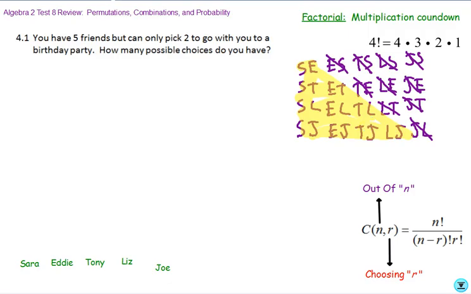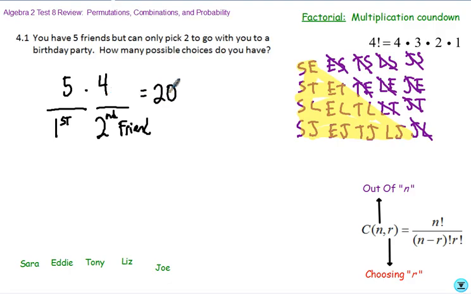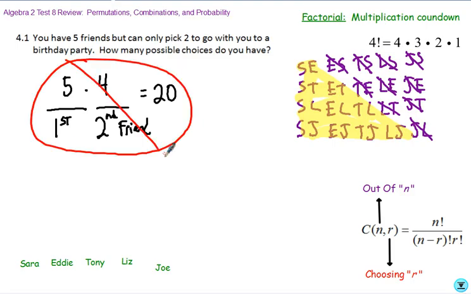So what you're probably thinking, and the mistake that a lot of people make, is they say, oh, okay, well, I got 2 friends. Here's my first friend, and here's my second friend. And then I've got 5 people to pick from, and then once I pick one of those people, now I only have 4 left. Oh, so my answer should be 20. Well, again, the thing about that is that that would not be correct, right? Because that would be as if it were a permutation, but it's not a permutation. The order does not matter.